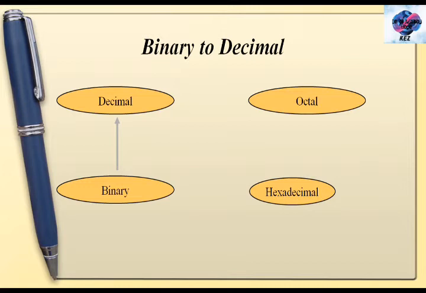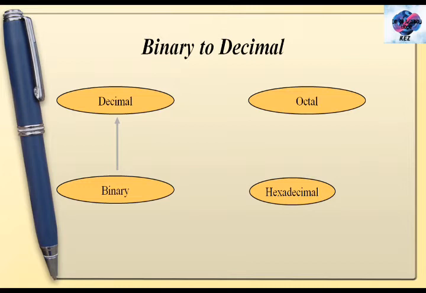First, binary to decimal conversion. Binary to decimal conversion means that any binary number, consisting of 0s and 1s, will be converted to decimal. Now, in which base is it here? Base 2. So, powers of 2 will be multiplied with each digit.